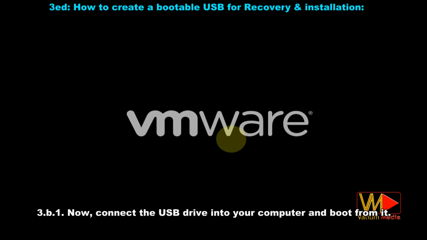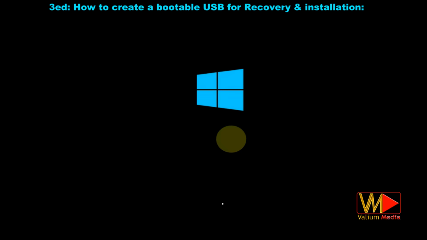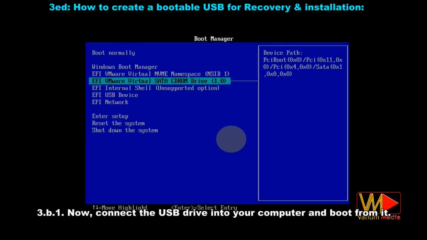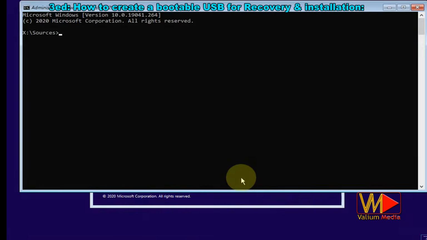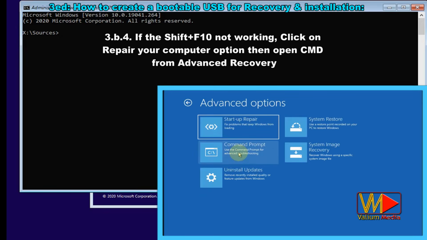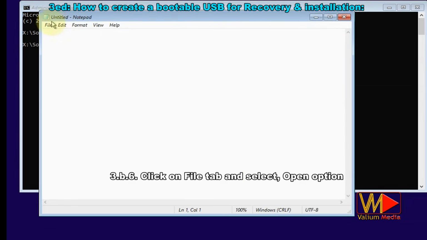Now, connect the USB drive to your computer and boot from it. Change the keyboard language, then click on Next. Press Shift plus F10 on the keyboard to open the command prompt. If Shift plus F10 is not working, click on the Repair your computer option, then open the CMD. Type Notepad and hit Enter. Click on the File tab and select the Open option.